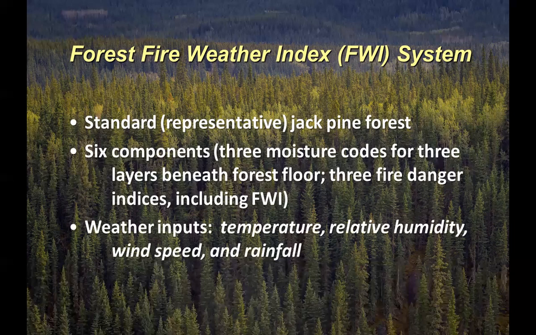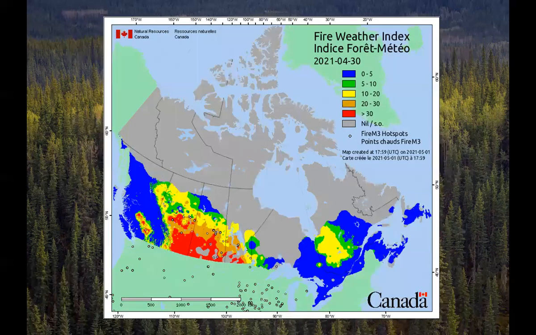The weather inputs include temperature, relative humidity, wind speed, and rainfall. Again, notice the lack of any specific soil moisture information. And here's an example of a national map of the FFDI that was produced for April 30th.